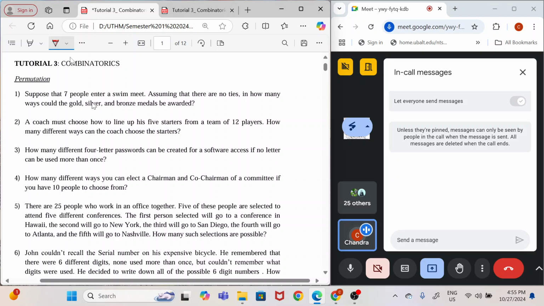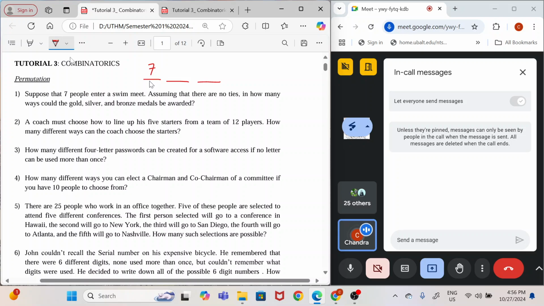Suppose that 7 people enter a swim meet, assuming that there are no ties. In how many ways could the gold, silver, and bronze medal be awarded? So basically, gold, silver, and bronze. What are the chances for people to win gold? 7 people have chances to win a gold. 7 people have chances, not 7 people will win the gold. They have opportunity for them to win.